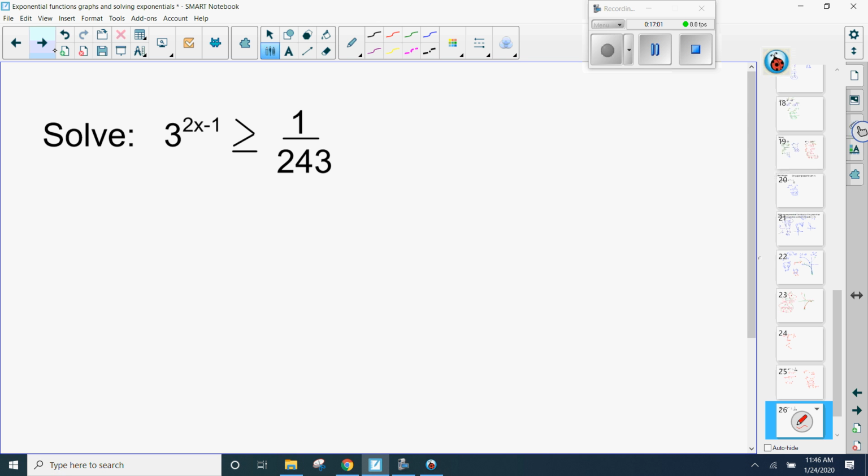What is 3 to the 5th? 243. So if it's 1 over 243, you get 1 over 3 to the 5th. So if I'm going to move it up, I get 3 to the -5th is greater than or equal to 3 to the 2x minus 1. You could set it up as an inequality if you want, or we could just say the exponents are now going to be equal. So I'm going to move the 1 over.